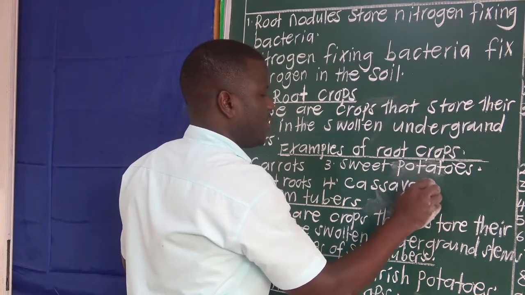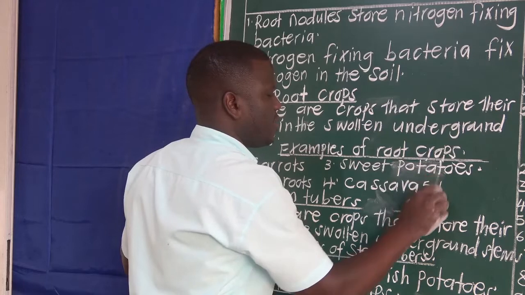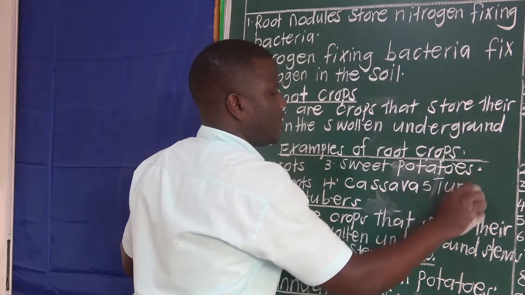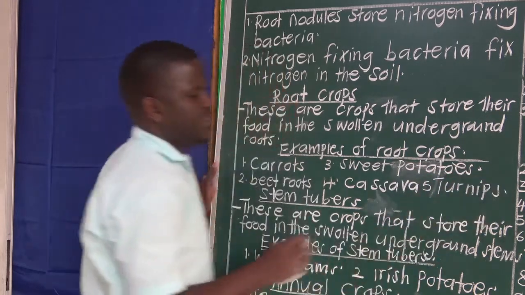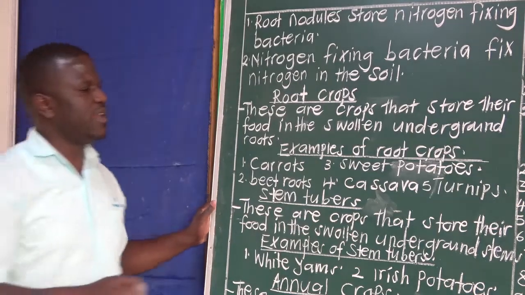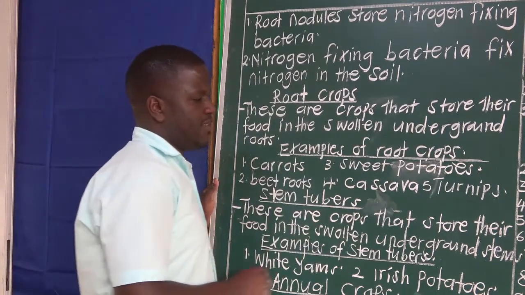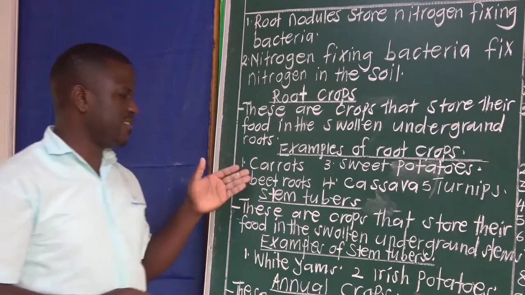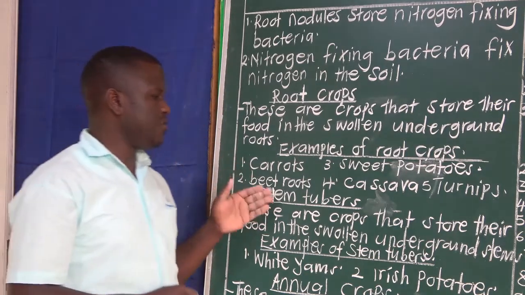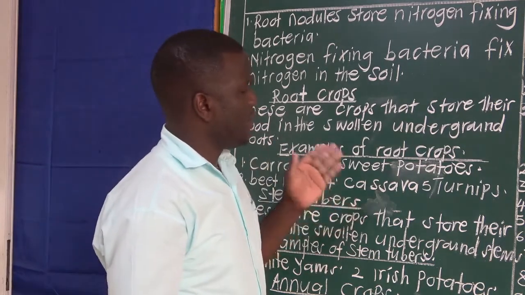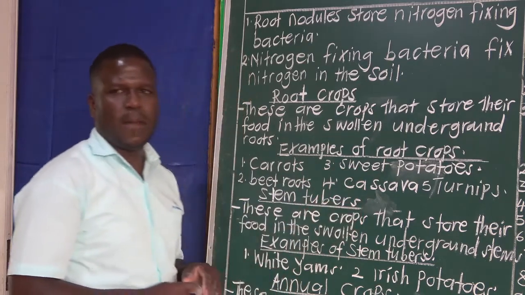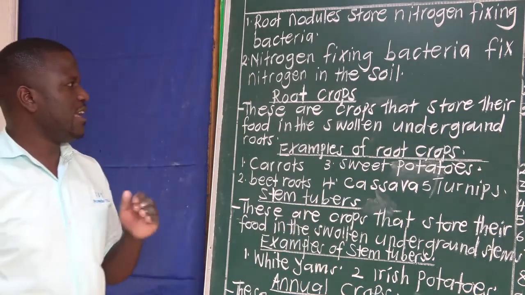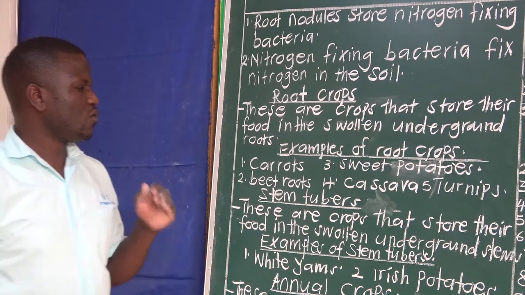Turnips is written like that. It is spelled T-U-R-N-I-P-S. So we have carrots, beetroots, cassava, turnips, and sweet potatoes. Those are examples of root crops.